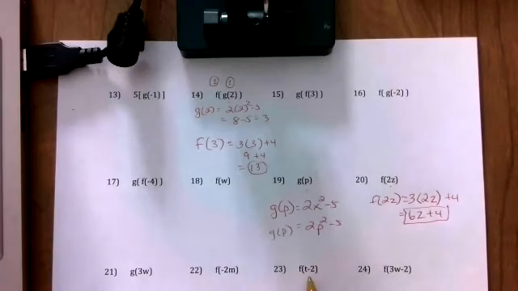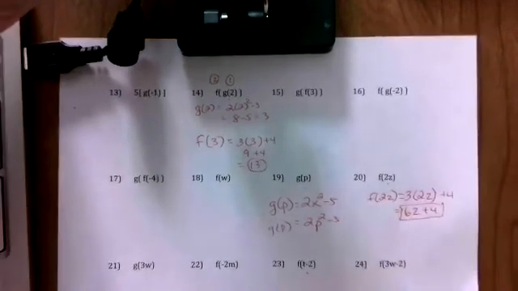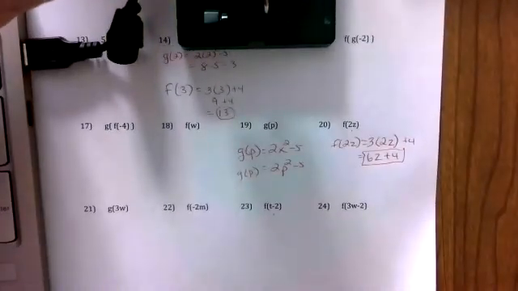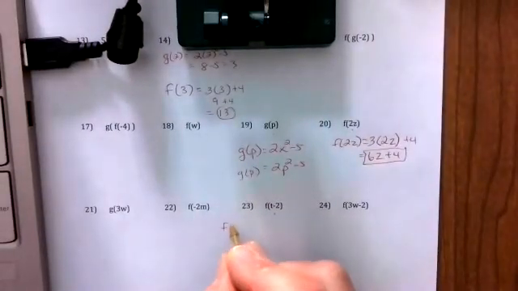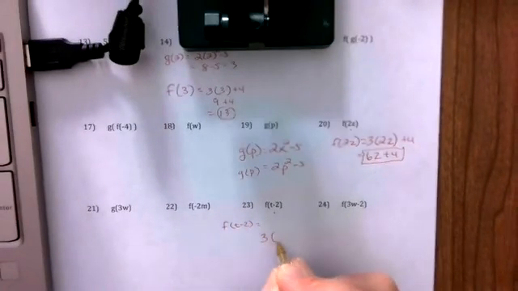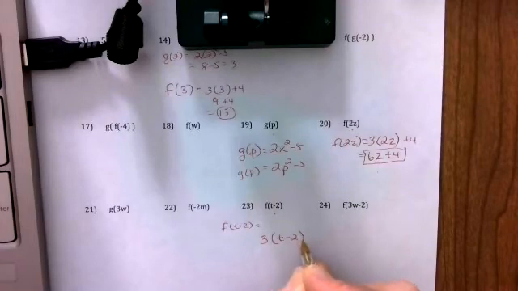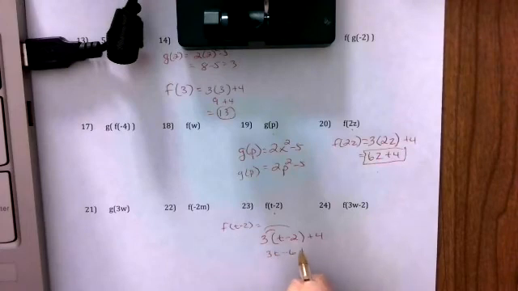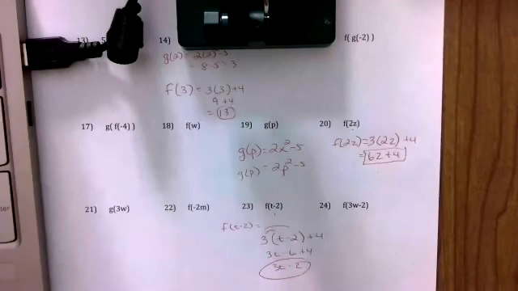Okay. And if I had one like this, t minus 2 down here, I'm going to basically set it up the exact same way. I'm going to say f of t minus 2 is equal to 3 times t minus 2 plus 4. And then I'm going to do the distributive property, 3t minus 6 plus 4, and then combine whatever like terms I can. -6 plus 4 is -2. So my answer is 3t minus 2.